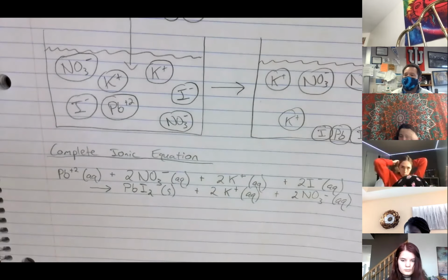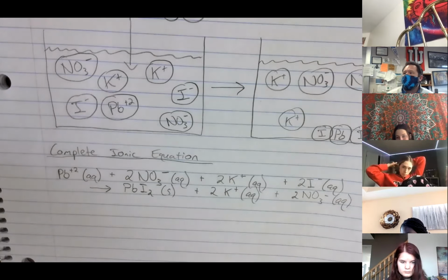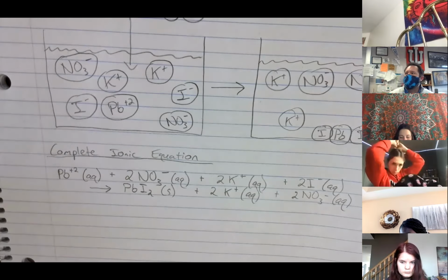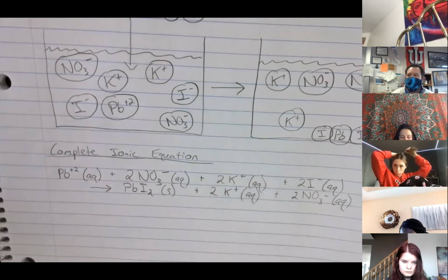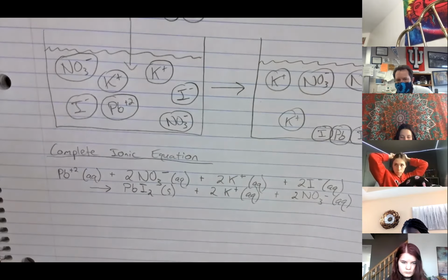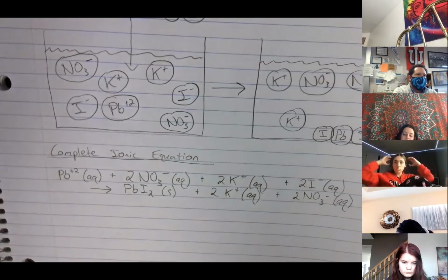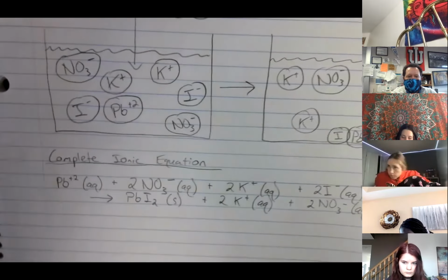We have a special name for them. They're called spectator ions. You know, people that go to watch a basketball game, they're spectators. They're not participating. They're not a part of it. They're just watching. So these guys are what we call spectator ions.